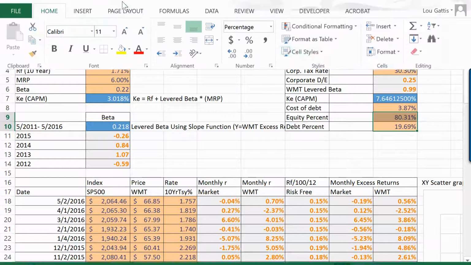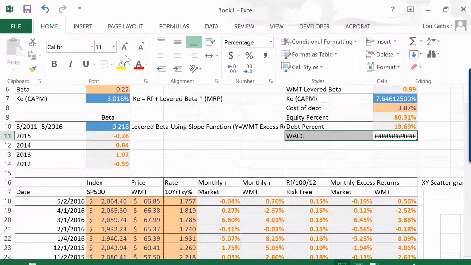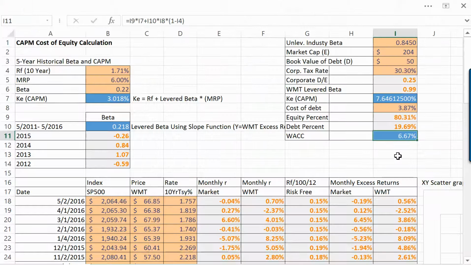I can change those to calculations. And then I can calculate Walmart's WACC. Equity percent times my cost of equity plus my debt percent times my KD times 1 minus the tax rate. So now I get a Walmart WACC of 6.67%. And that's how I would estimate Walmart's weighted average cost of capital.